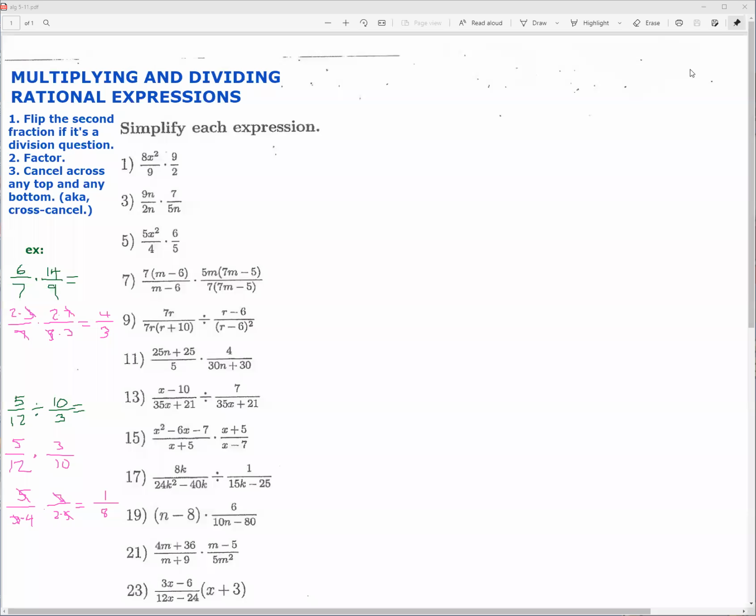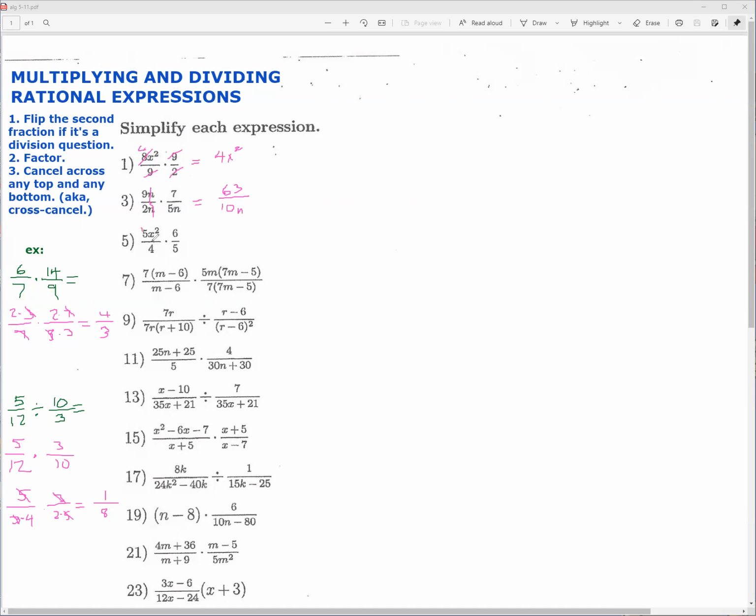So with number one, we've got 8x squared over 9 times 9 halves, and this 9 is going to cancel, and we're going to reduce the 2 with the 8 to get a 4, and the result is 4x squared over 1, or just 4x squared. With 9, we're going to cancel an n. You can cancel it with this n, or you can cancel it with the n on the other fraction, doesn't matter. 9, 7, 2, 5, nothing else cancels there, so 63 over 2 times 5n is 10n.